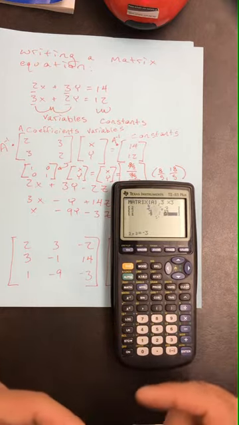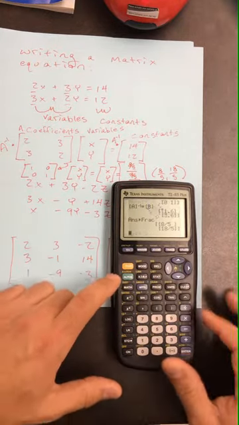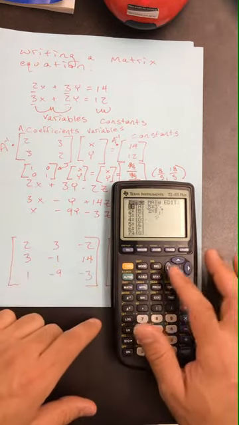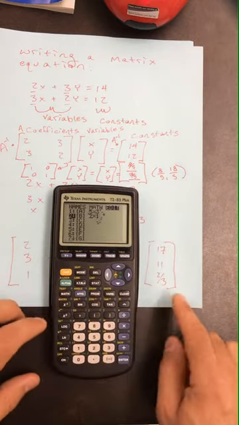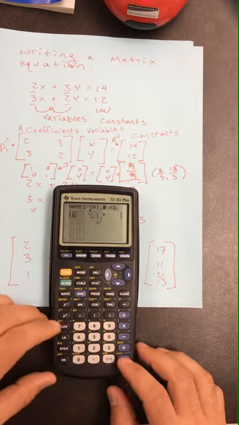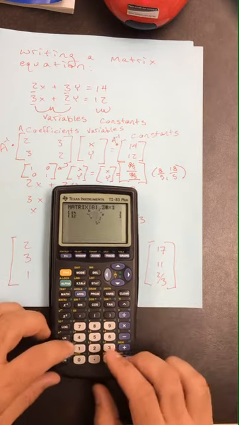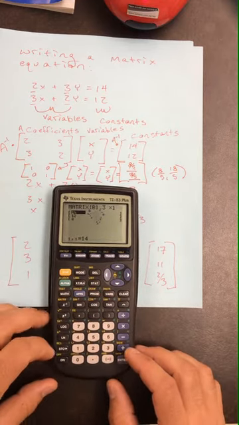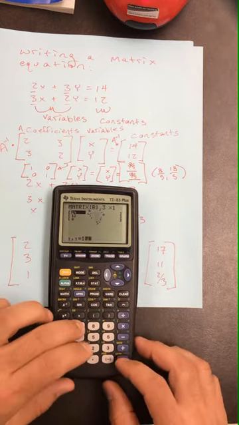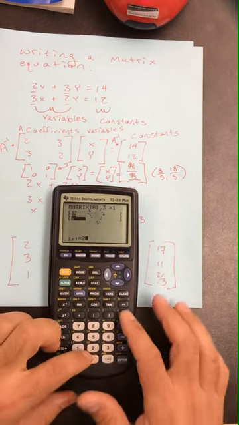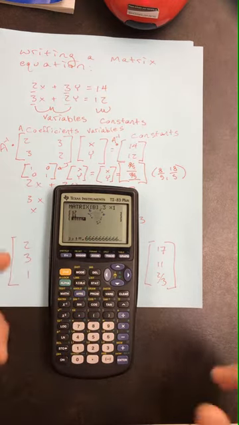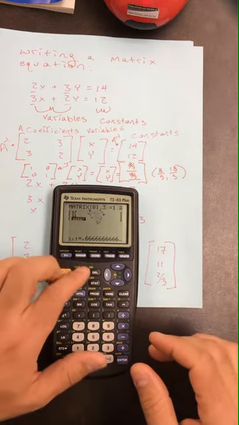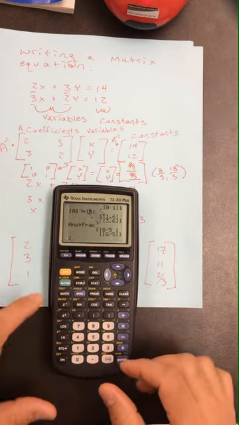After you put in your first matrix, you need to quit. Go back into matrix. Go to edit. Edit the second one, which is going to be our constants. And I'm going to edit matrix B. This time it's a 3 by 1, so I'm going to change the dimensions and then put the values in. Now it turns my fraction into a decimal, which is totally fine. I'll let the calculator do that. And I'm going to quit out of here.